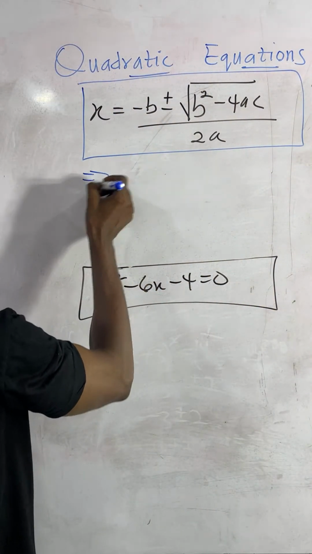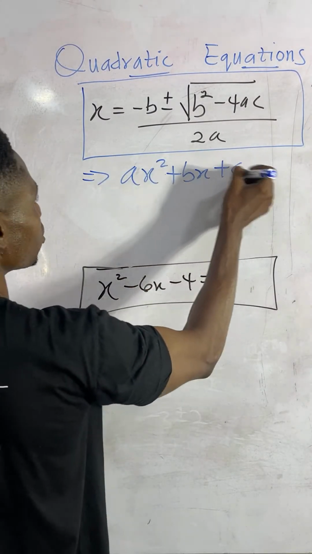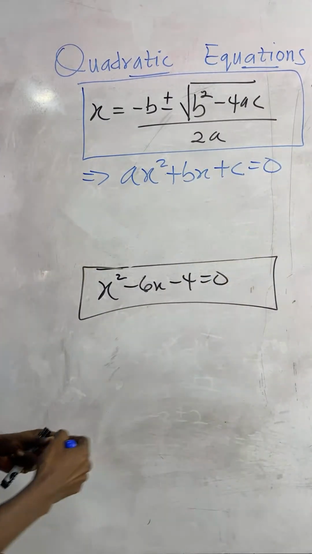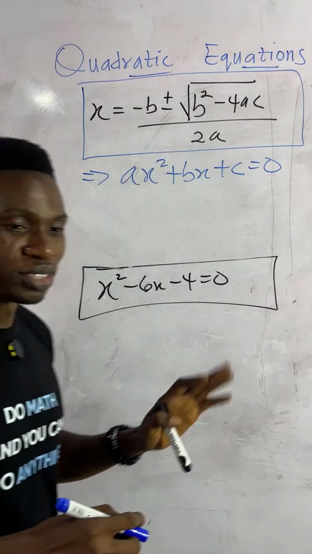So when the original equation is ax squared plus bx plus c equal to 0. So question, answer. So this one goes straight.